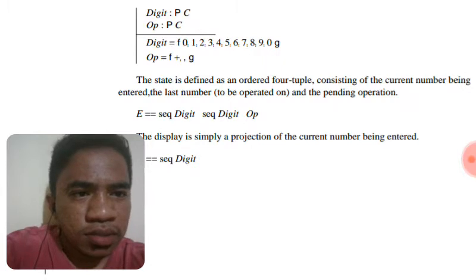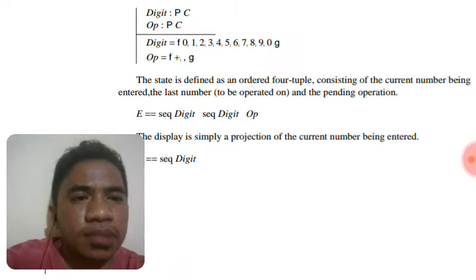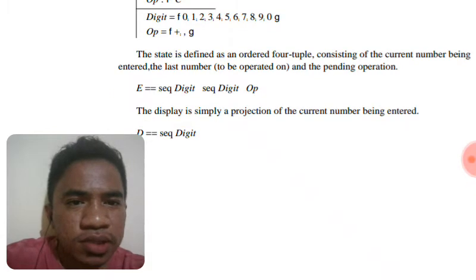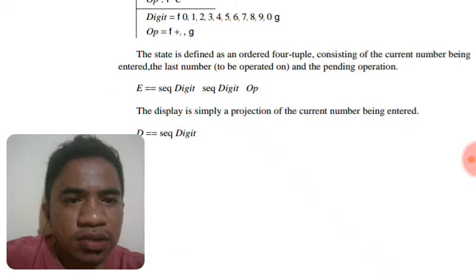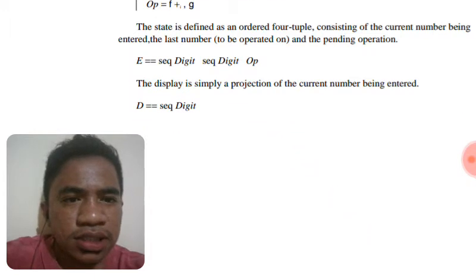The state is defined as an ordered triple consisting of the current number being entered, the last number to be operated on, and the pending operation. E equals set digit OP. The display is simply a projection of the current number being entered. D equals set digit.